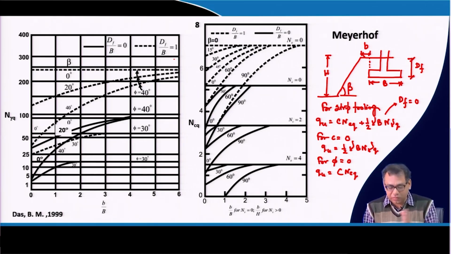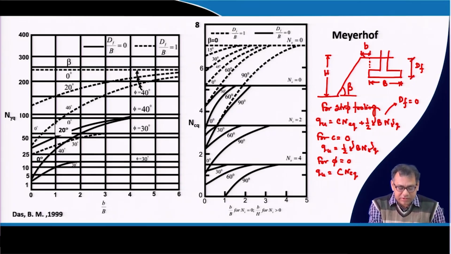So, that means from 0 to 1 you can directly get these factors, but in between you linearly interpolate those values. So, it is clear. Apparently, if you look at this equation, you will find that it is only applicable for a foundation resting on the slope. Okay, fine.